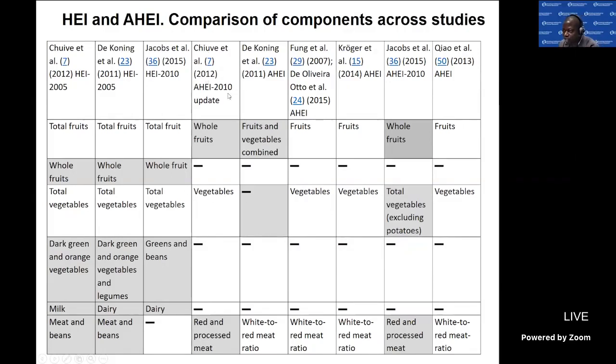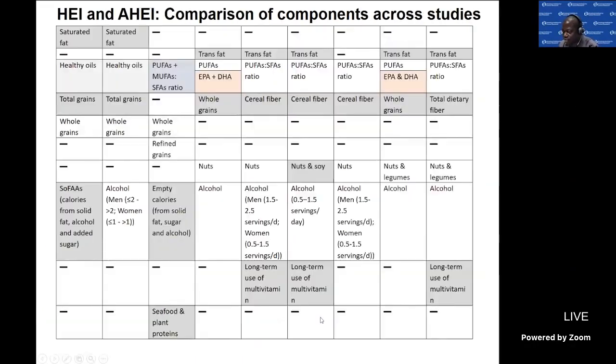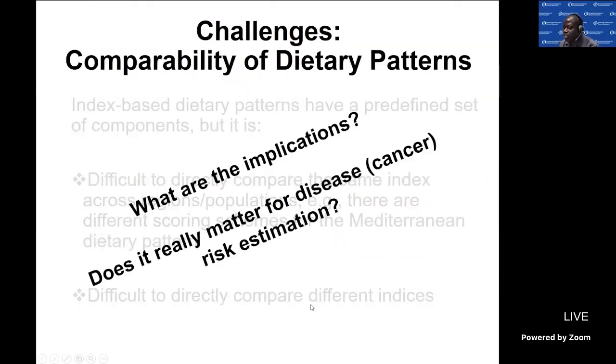And within the alternative healthy eating index, there are slight differences, like these other studies that include the ratio of white to red meat, when the study by Stephanie Schriever was the original study that designed the alternative healthy eating index in 2010. And so it is pretty much standardized, but across the different study populations, they may operationalize the index a little differently. But does it matter? What are the implications?